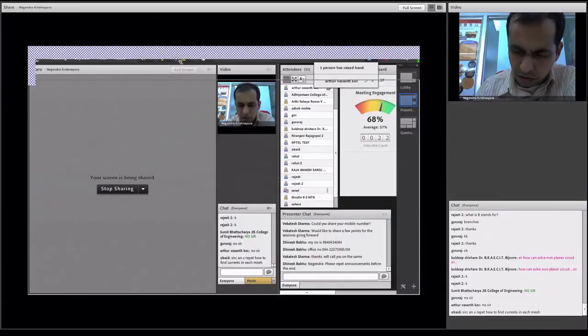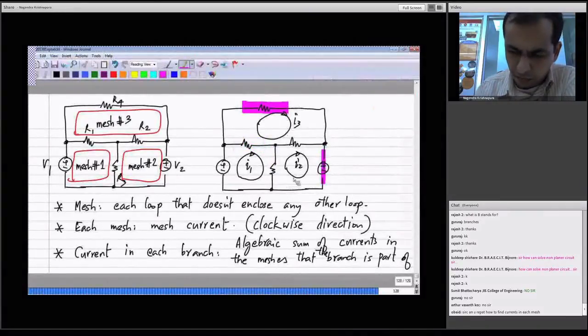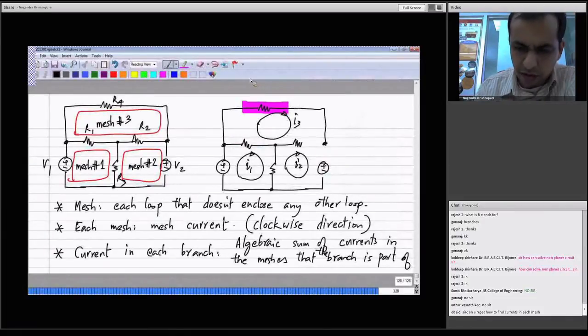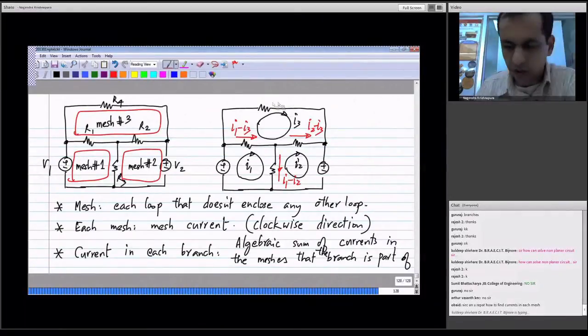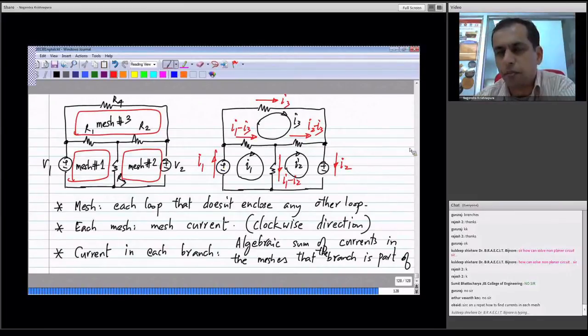Okay, so now the branch currents must be pretty clear also. Okay, just so that it's very clear, I will write that current here is I1 minus I3, current here is I1 minus I2, current here is I2 minus I3, and current in this direction would be I3 alone. Okay, and here it is I2 and here it is I1. Okay. Now, once we define the mesh currents and find the branch currents in terms of mesh currents, we can write KVL around each mesh. Okay?